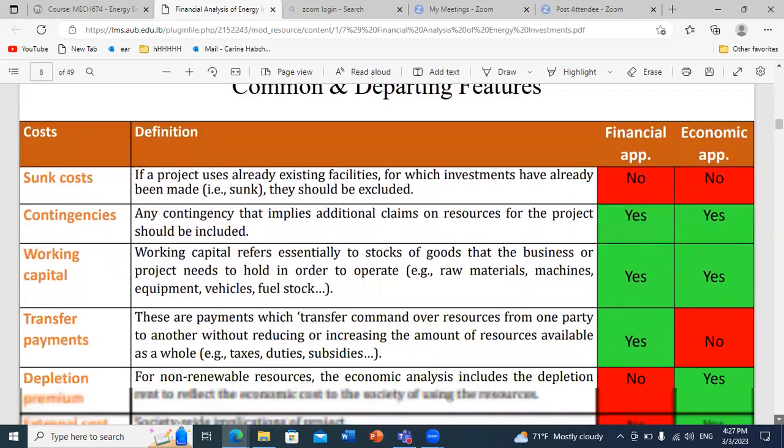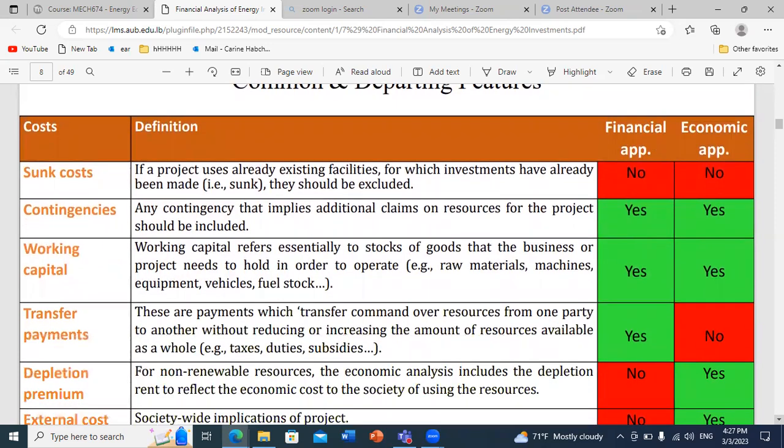So to start with, let us discuss some costs and see if we include them in the financial or economic approach. So first, we have the sunk costs. When we talk about sunk costs, it means that sometimes you have some features that are already implemented, and you cannot talk here about a cost because you already have it.